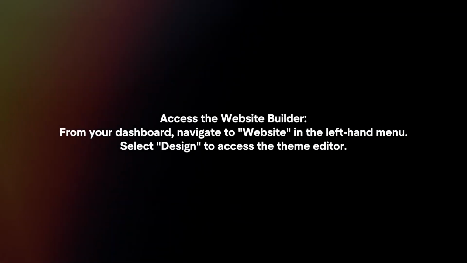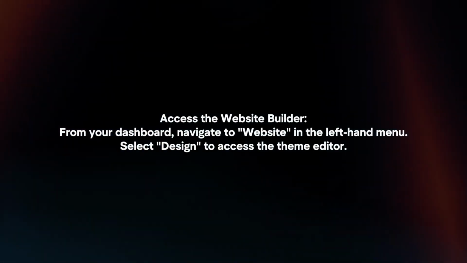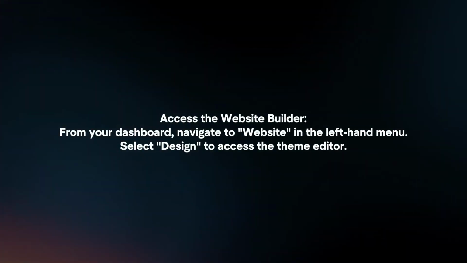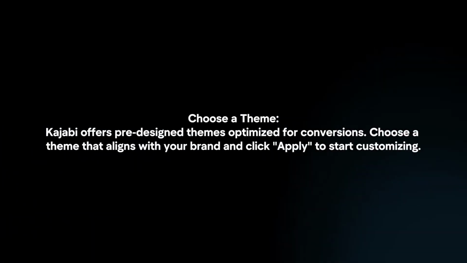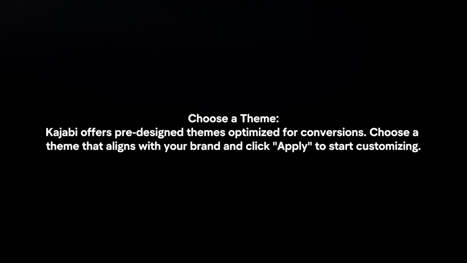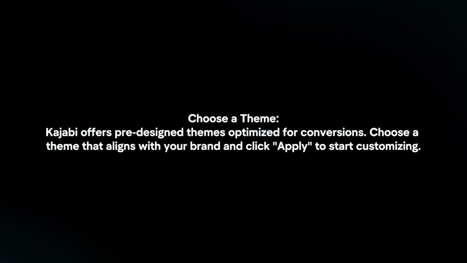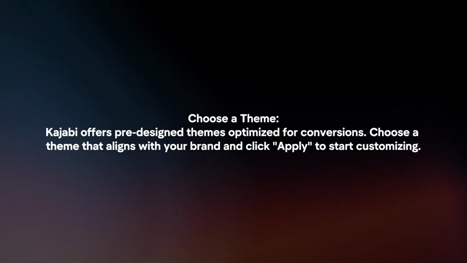Access the website builder. From your dashboard, navigate to website in the left-hand menu. Select design to access the theme editor. Choose a theme. Kajabi offers pre-designed themes optimized for conversions. Choose a theme that aligns with your brand and click apply to start customizing.